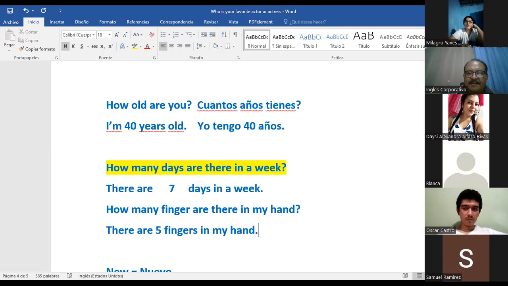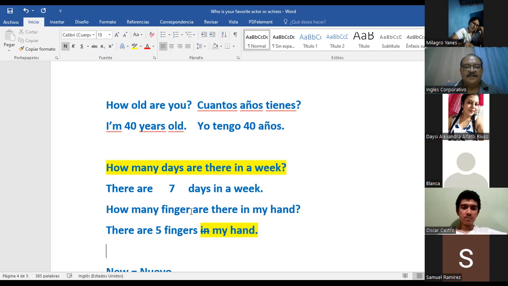No, lo que les pongo ahí es, digamos, la forma completa. O sea, esto es en mi mano. Si quitamos el in de acá, entonces ya no tiene sentido la oración. Ajá, esa era mi duda. There are five fingers, my hand, no. Como que le dijera, mire, hay cinco dedos mi mano, como que está hablando con mi mano. Se escucha muy contraída la respuesta. Pierde sentido la oración. Ya no tiene significado como respuesta a la pregunta.